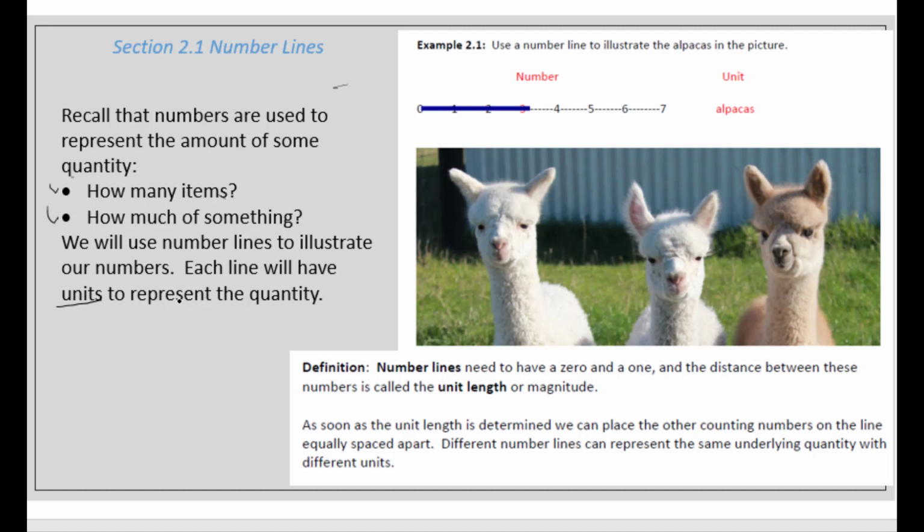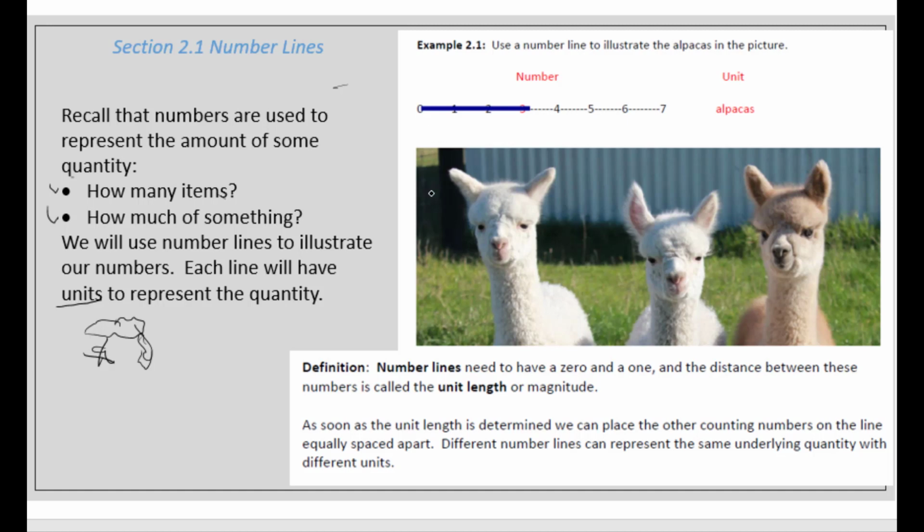In other words, you don't see things out in the sky, like, here's a cloud up in the sky, you say, oh, there's a 9 up in the sky. No. You associate a number with something. And here's an example, right? Use the number line to illustrate the alpacas in the picture.